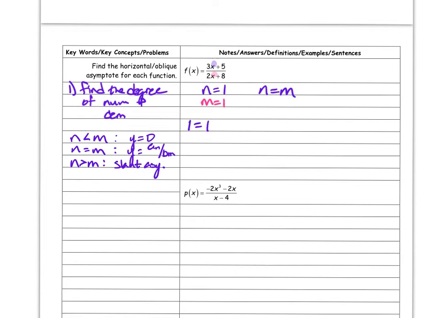Since m equals n, I need to find a sub n and b sub m. So a sub n is the coefficient in the numerator, so that equals 3. And b sub m is the coefficient in the denominator, which is 2. So y equals 3 over 2. And that's your answer, done. That's all.